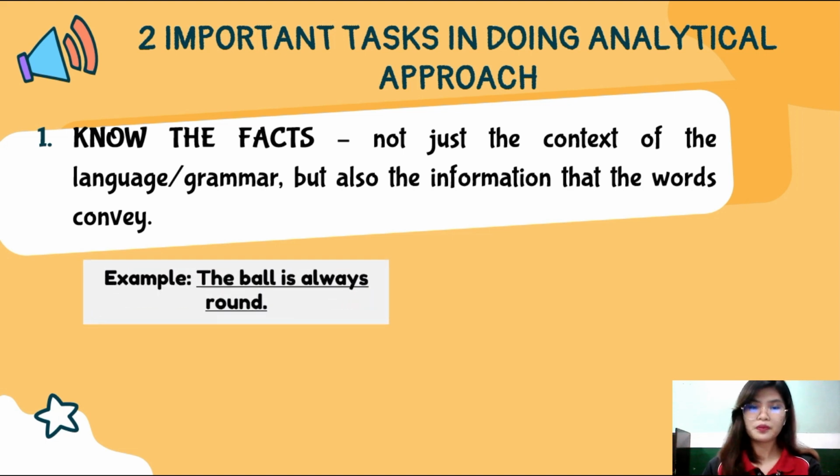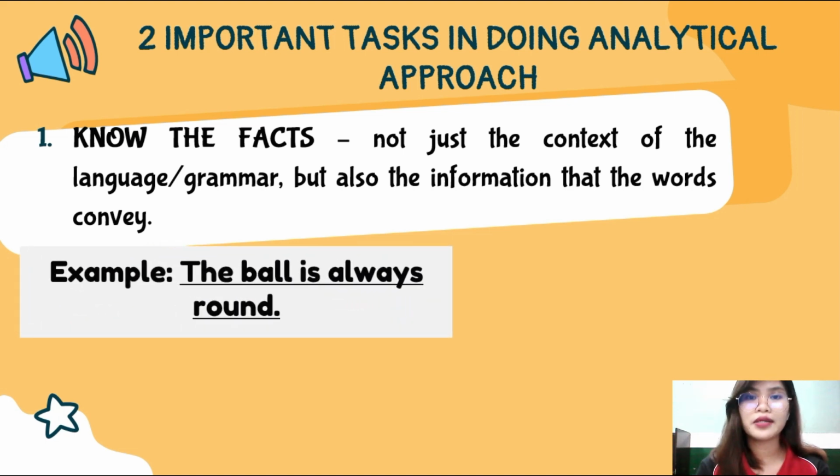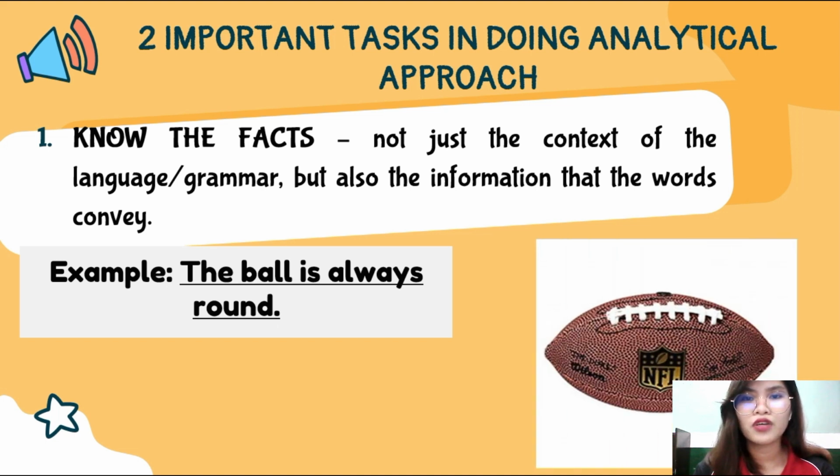For example, the ball is always round. If you're going to look at it, wala namang mali sa grammar. Tama? Walang mali sa grammar. The ball is always round. 100% correct. Pero kapag tinitigan mo at paulit-ulit mong binasa, the ball is always round, parang nagkakaroon siya ng misconception or medyo nagiging mali siya in a way. Why? Sabi dyan, the ball is always round. Paano naman yung gantong ball? Round ba siya? 'Di ba?